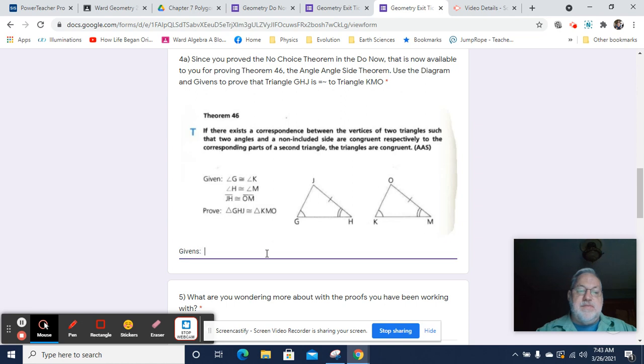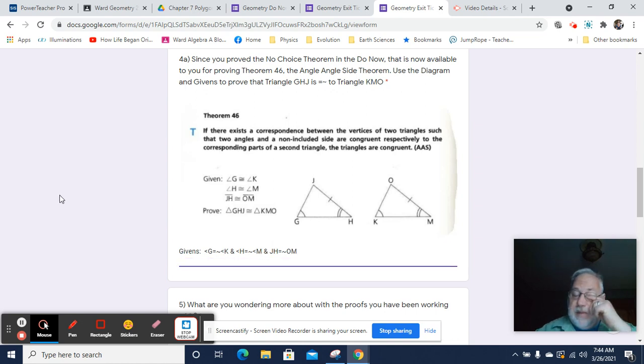So givens, okay: angle G is congruent to angle K, and angle H is congruent to angle M, and JH is congruent to OM. So we've been given all of that information.